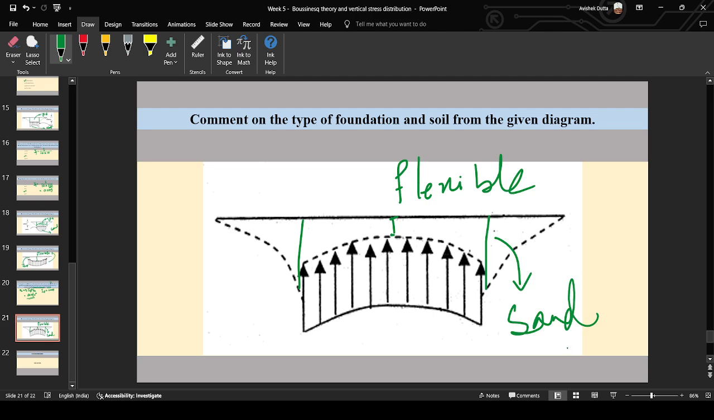In this case, we can see the contact pressure of the soil and the footing is uniform, but the settlement is non-uniform. It is a flexible footing. The settlement is minimum at the center of the footing and maximum at the corner of the edges. So this is an example of a cohesionless soil. Hence, I can say this is a sandy soil. So this is a flexible footing in a sandy soil.